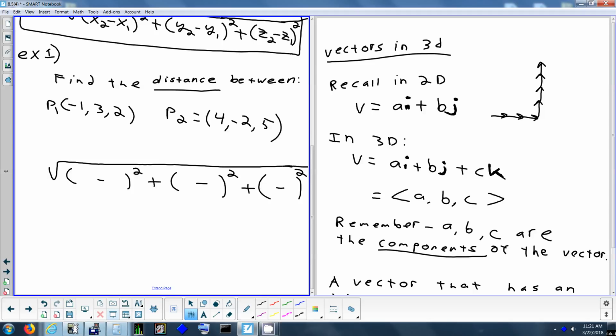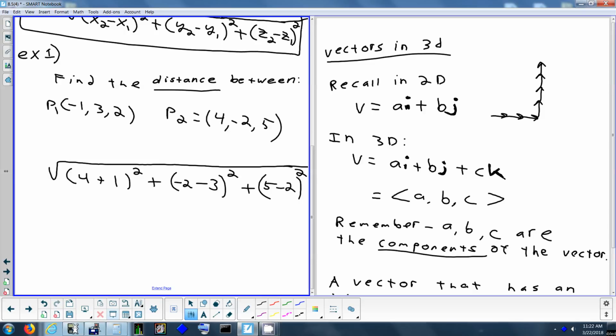Okay, now let's fill it in. So Hannah, what are going to be the first 2 numbers I plug into that set of parentheses? x2 minus x1, which in our case will be 4 minus negative 1. Yes. So it's 4 minus negative 1, which will become plus 1. Okay. Brandon, what are the next 2 that I'm going to subtract? Negative 2 minus 3. And then the last one, 5 minus 2.